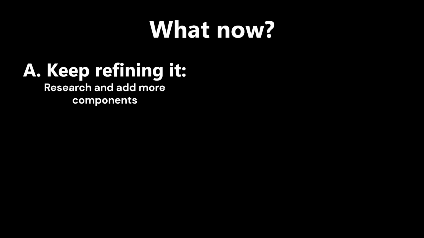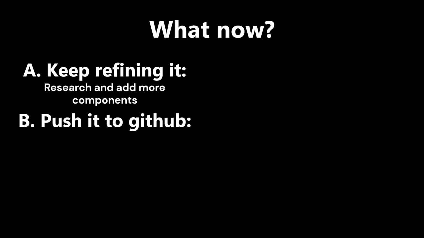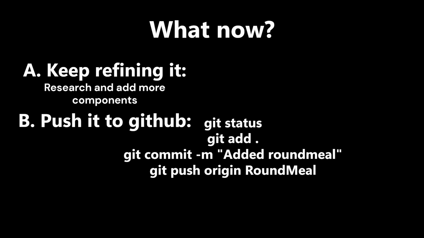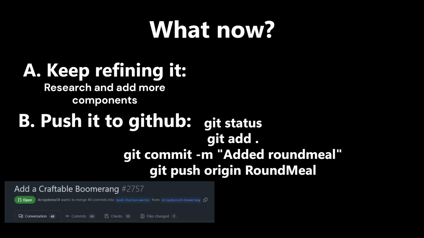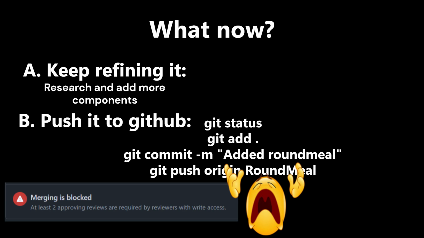What now? Well, you could keep refining it. Maybe make it drop a wrapper before use, like a NutriBrick. You can also push it to GitHub on a remote branch using the on-screen commands in Git Bash. With GitHub, you can make a pull request or PR. This is how people actually add items to the game, once it gets approved, of course.